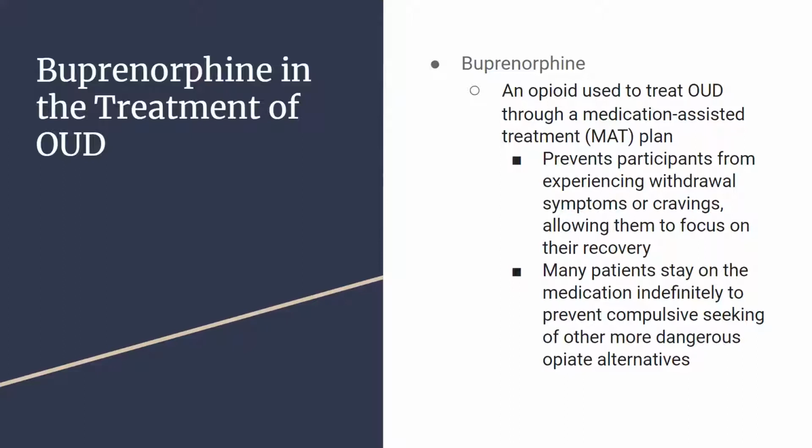MAT plans are actually super interesting. Essentially, once the body has formed a dependence on opioids after a period of sustained use or misuse, taking the opioids away completely can result in some really severe withdrawal symptoms that are super debilitating for the patient. This can be anxiety, agitation, muscle aches, cramping, insomnia, yawning, sweating. It's really unpleasant. Essentially, a MAT plan prevents participants from experiencing these withdrawal symptoms or severe cravings, which allows them to focus on their recovery.